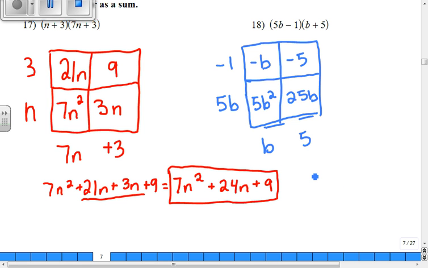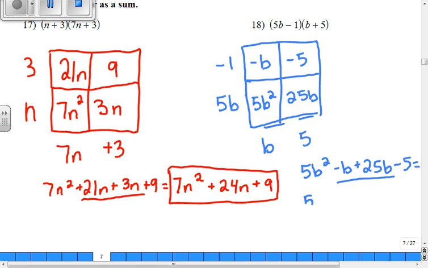So I'm going to write what's on the inside of my generic rectangle. I have 5b squared minus b plus 25b minus 5. So my last step is to determine if there are any like terms to combine. And yes, I do. I have negative b and positive 25b.